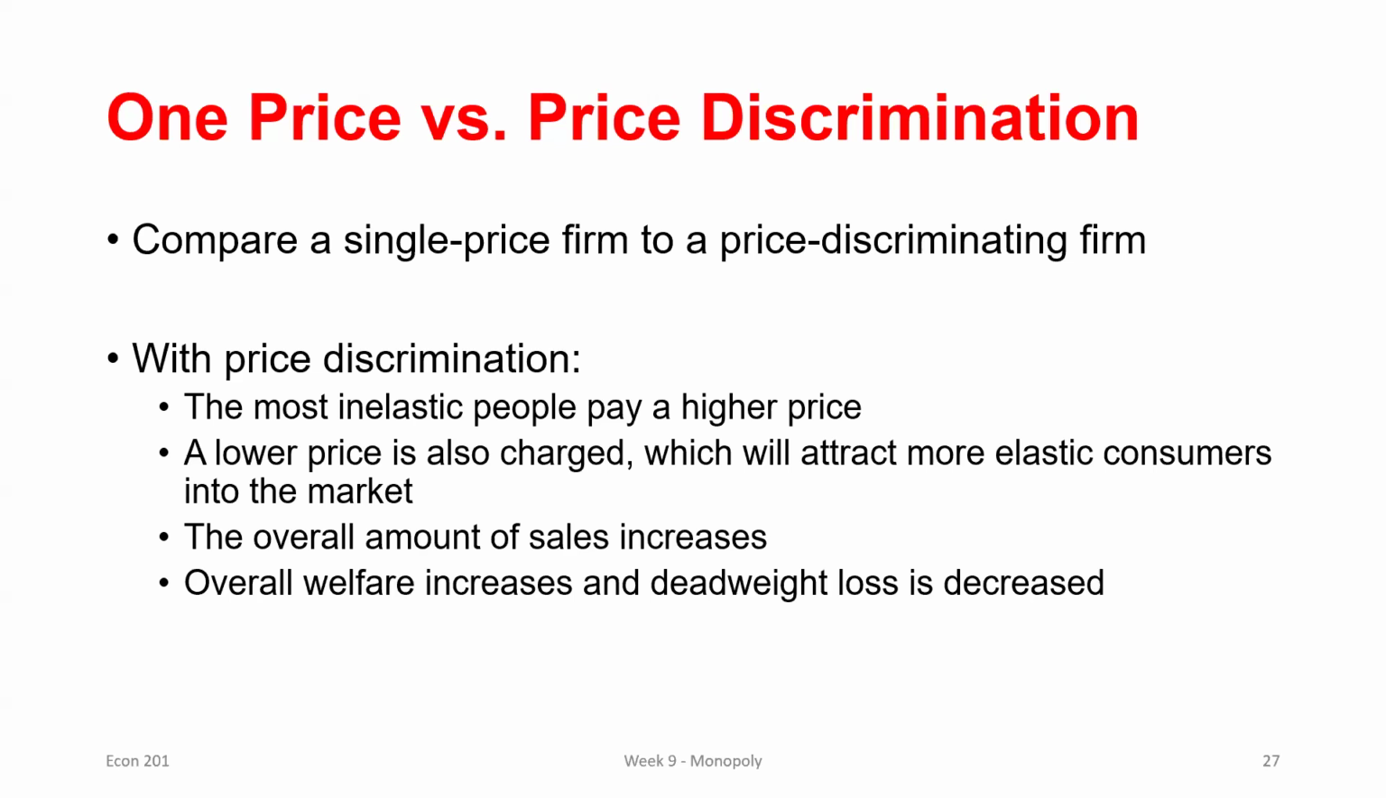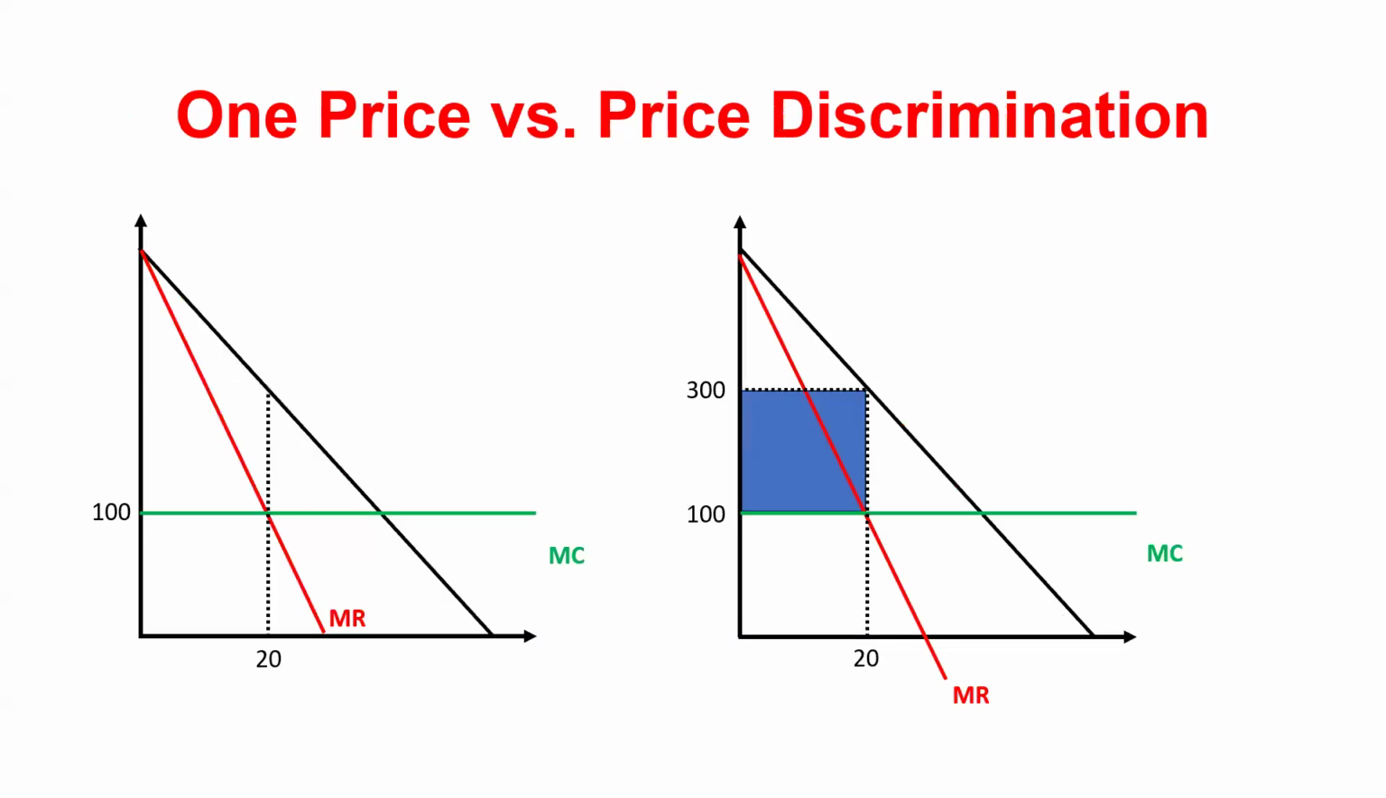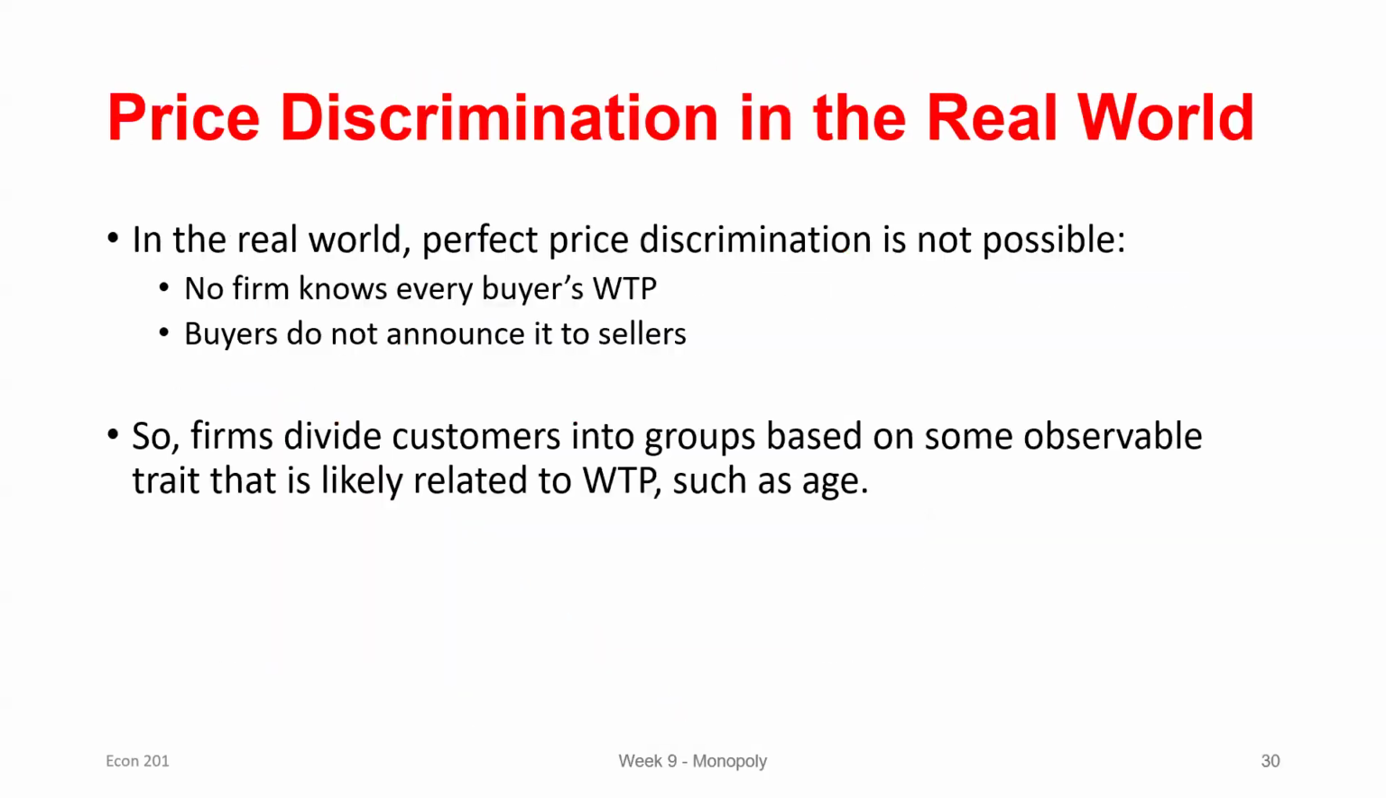So if I can figure out who is more or less elastic, I want to charge people who are more elastic lower prices. If they're inelastic, they're going to buy the same amount no matter what the price is. I want to charge them a higher price. So here we can think about some different examples. I'll skip ahead here, we'll come back to this. But what are some examples we see in the real world?